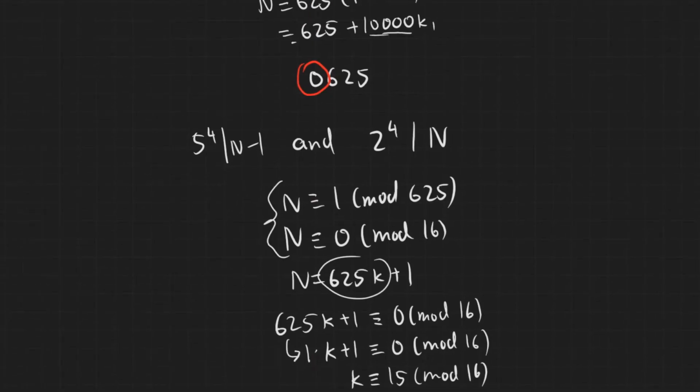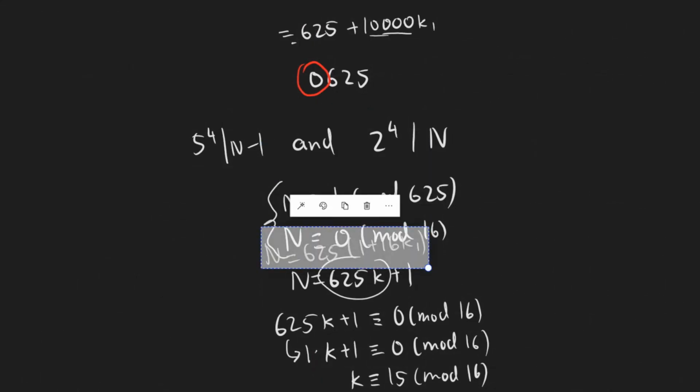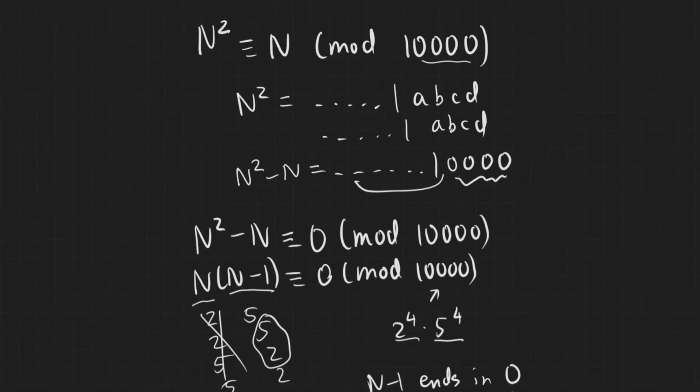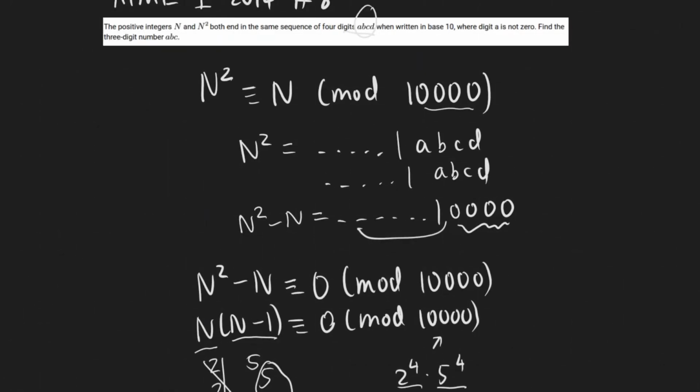Now if we go back to what the problem was asking for, we see that it wants the 3-digit number ABC. And the number we got at the end was that it ends in 9375. And the ABC, these 3 digits over there, are 9, 3, and 7. So if you were taking the AIME, you'd write down here 937 and you'd be done.